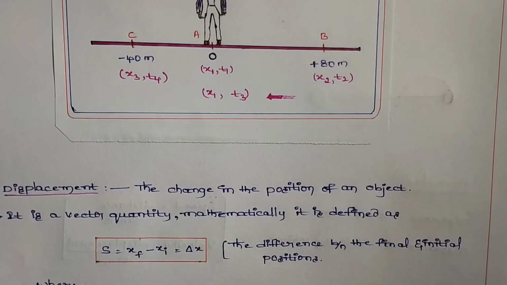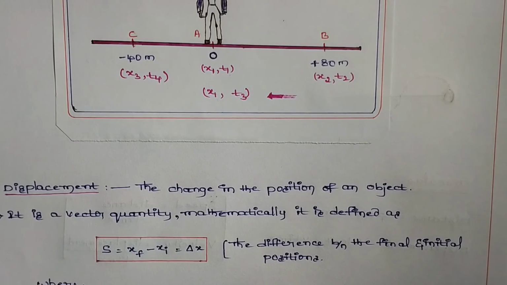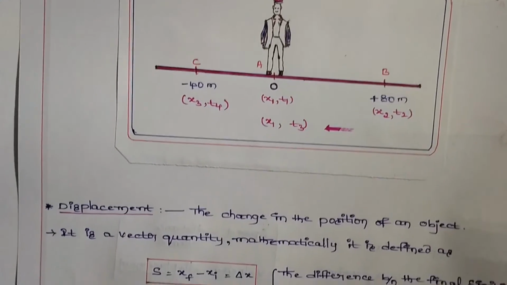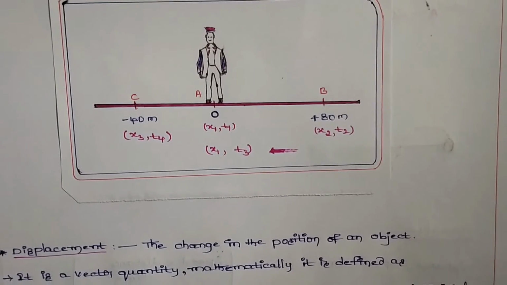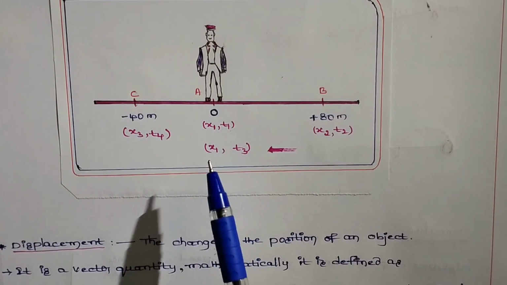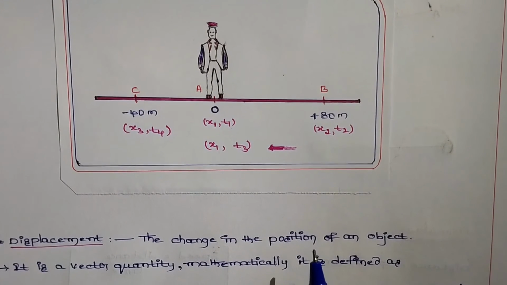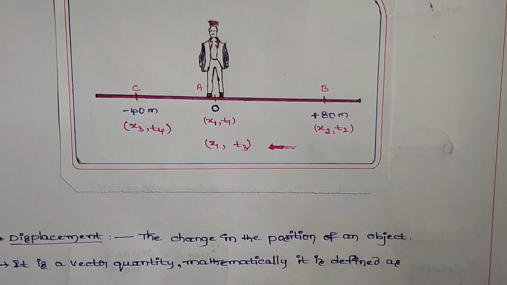Or simply we can measure the displacement by taking the initial and final positions too, which is nothing but the shortest distance between the initial and final positions. We can define displacement like this also: it is the shortest distance between the initial and final positions of the object in a particular direction.